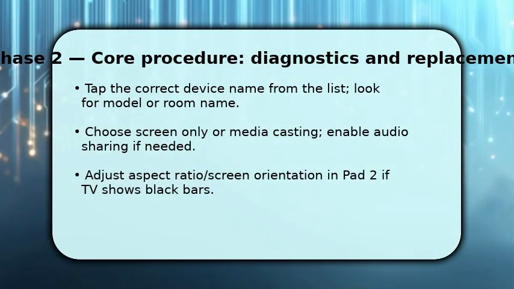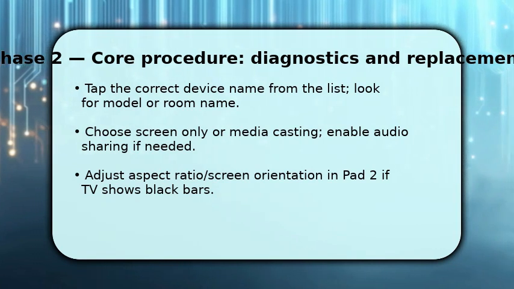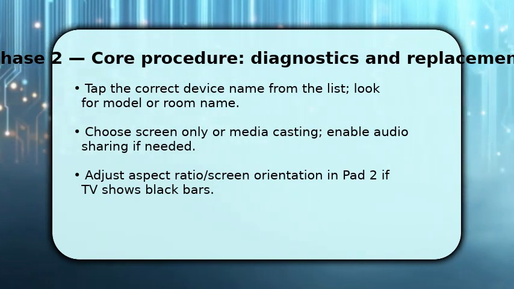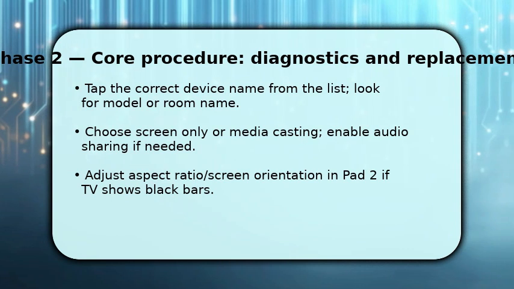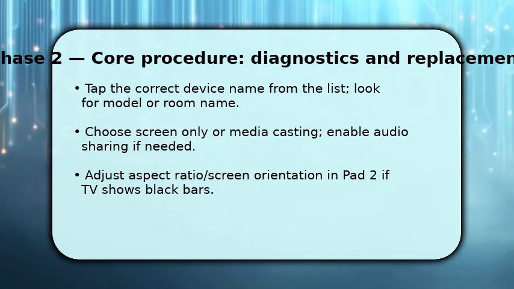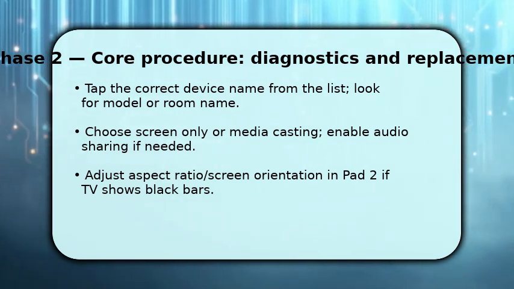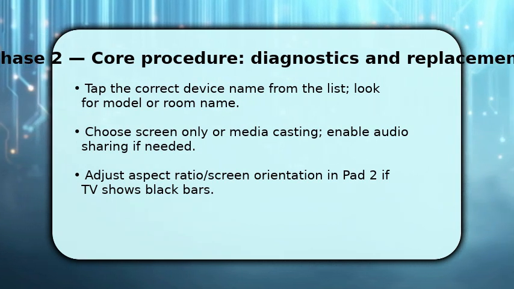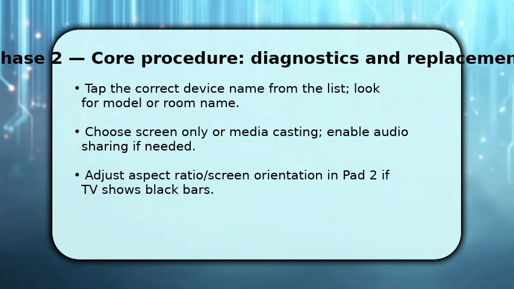Now you pick the exact target from the discovery list. Make sure the model or room name matches the display to avoid connecting to a neighbor's device. Tap it and choose between full screen mirroring or casting specific media. Full screen mirrors everything, whereas media casting streams only supported apps.